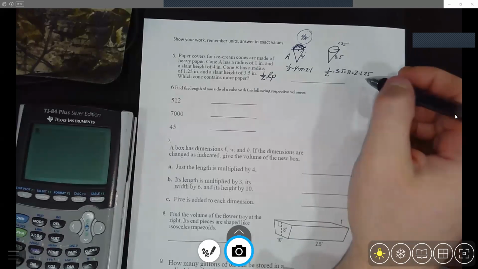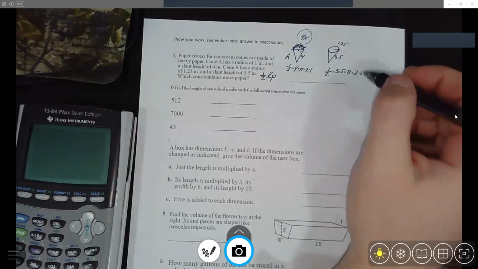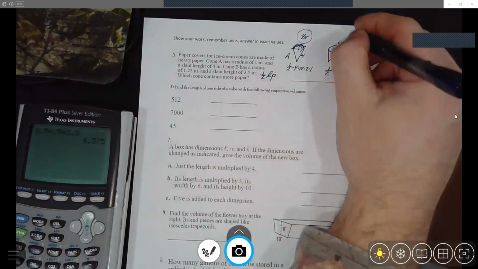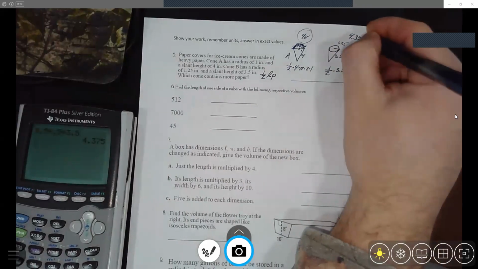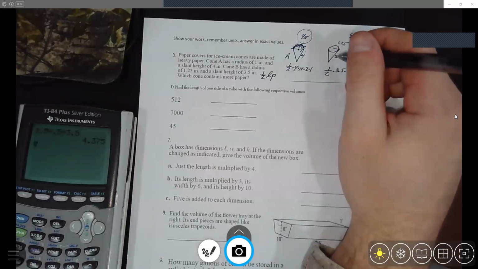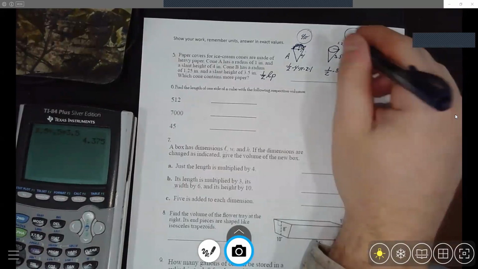And then over here, 2 times 1.25 is 2.5. It's kind of messy. So 2.5 times 1/2 times 3.5, 4.375 pi. So this cone, which has a shorter slant height but bigger radius, has a larger lateral area. So cone B.